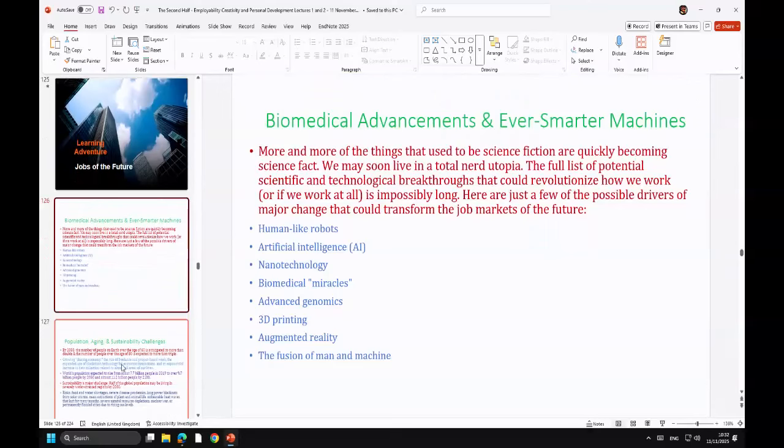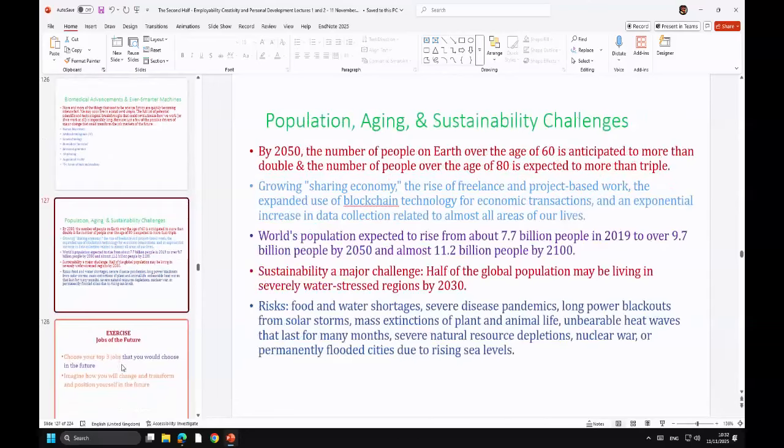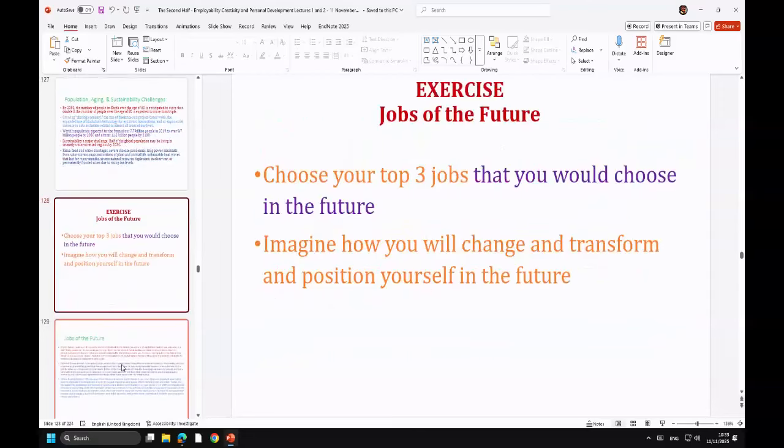Look at these future technologies. We are entering an era of nanotech, AI, human-like robots, biomedical miracles, advanced genomics, 3D printing, augmented reality, the fusion of man and machine. So understand these things. How will the world change? There will be lots of people who will be 100 plus years. Human life will extend to 150 years, even 200 years.